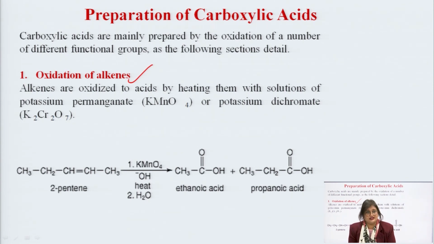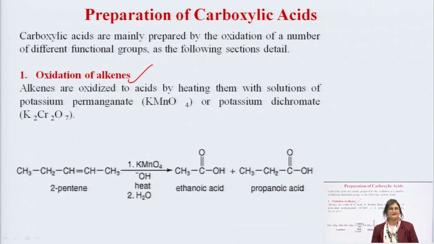Alkenes are oxidized to acids by heating them with solutions of potassium permanganate, which is an oxidizing agent. Either potassium permanganate is used as the oxidizing agent here, or potassium dichromate can also be substituted instead. Oxidation reaction happens in the presence of an oxidizing agent like potassium dichromate or potassium permanganate.